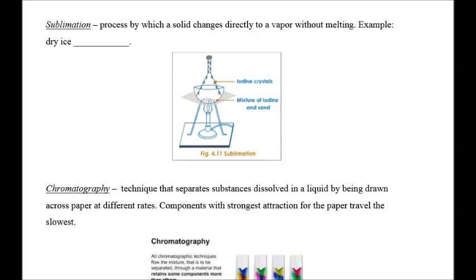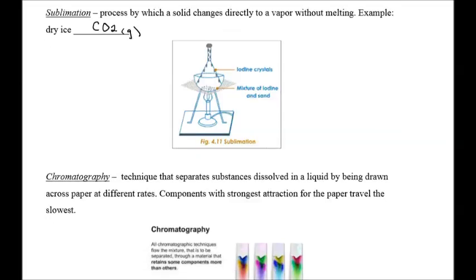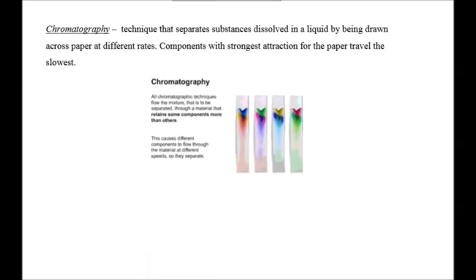Turn to page 34. Sublimation is a process by which a solid changes directly to a vapor without melting. An example is dry ice, which is CO2 gas. And finally, chromatography is a technique for separating substances by having a liquid get drawn out across a paper. The components with the strongest attraction for the paper will travel the slowest.